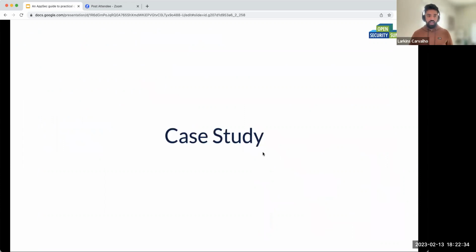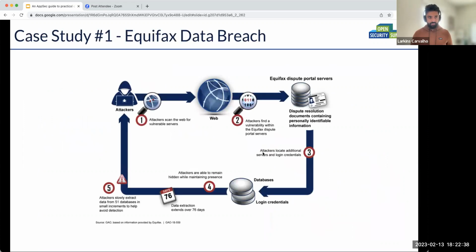Now, let's take a look at two different case studies. The first one is the Equifax data breach. Before we look at how the attack happened, let's look at the impact. What was the impact? The Equifax breach resulted in attackers accessing personal information of 143 million individuals, and later it was corrected to 145.5 million individuals.